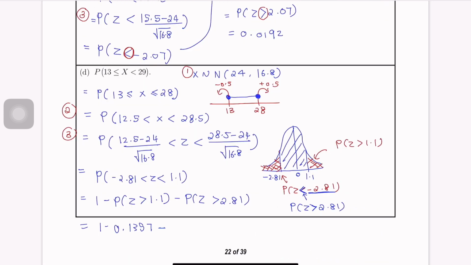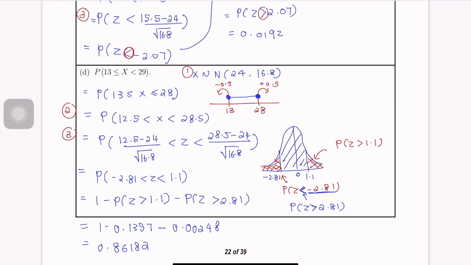0.00248. So minus 0.00248. Then we'll get the answer 0.8618. Okay, so that is how we want to change from binomial to normal by using normal approximation.